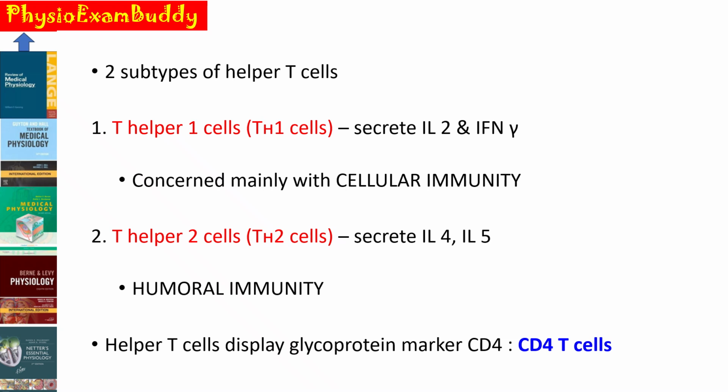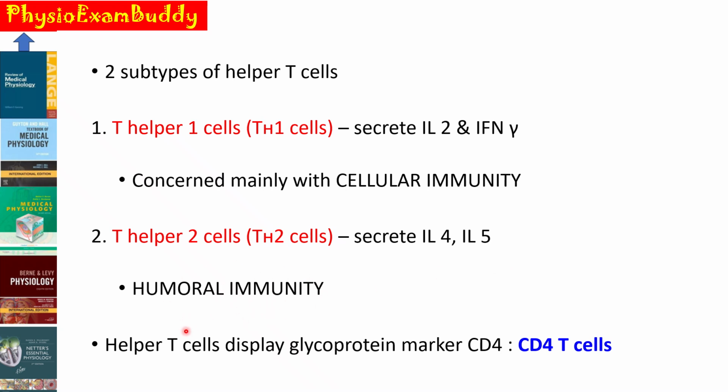And there are two subtypes of helper T cells. The first one is Th1 cells, and the second one is T helper 2 cells, that is Th2 cells. The Th1 cells, or T helper 1 cells, secrete the lymphokines interleukin 2 as well as interferon gamma, and they are mainly concerned with cell-mediated or cellular immunity. Whereas T helper 2 cells secrete interleukin 4 as well as 5, and it is related to humoral immunity.